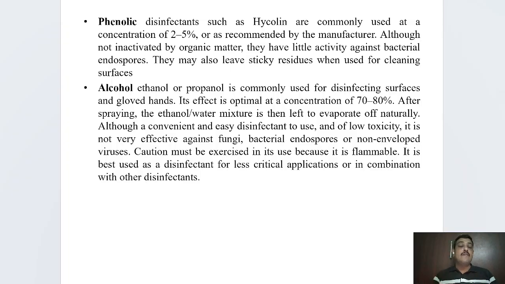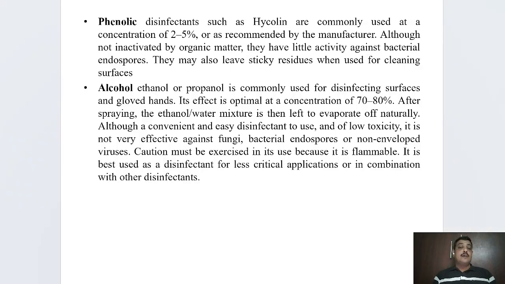But apart from that, we can spray it onto the surfaces, and the entire surface which is in contact with the alcohol will become neutralized, though it is not very effective against fungi and certain bacterial endospores. So in that case, we are supposed to use UV, followed by ethanol. So these are the different methods through which sterilization can be achieved.